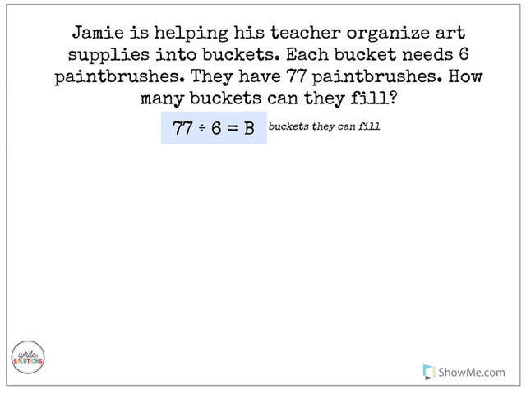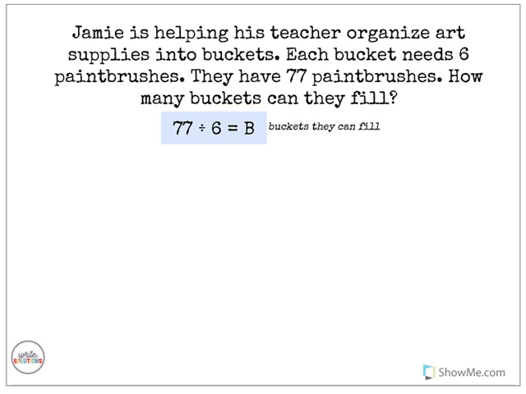Numbers in a division problem, like 77, 6, and then of course our answer, have names. So 77, that massive number of paintbrushes, is our dividend. That is the number of things we're splitting up. 6 is our divisor. The divisor is the number that we are pulling out groups of. And then our answer in a division problem is called a quotient. And for this particular problem, the quotient is going to be the number of buckets Jamie and his teacher can fill. So let's take a look at how we might record this.